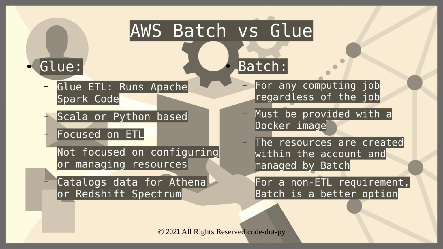Batch, on the other hand, is good for any computing job, not confined only to ETL. It has nothing to do with ETL. As long as we have any batch job with a Dockerized image, we can use AWS Batch to run or execute the job. The resources that are created within the account by the batch job are managed by Batch itself, and unless there is an ETL requirement, where we want to process the data, extract, transform and load it, Batch is a better option for any other non-ETL requirement.